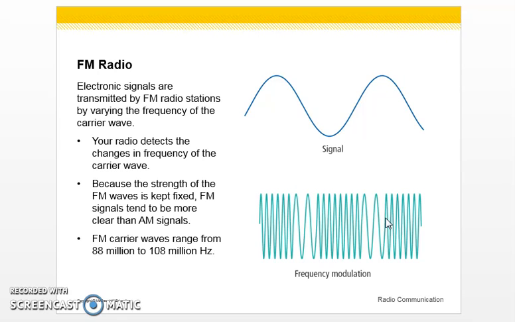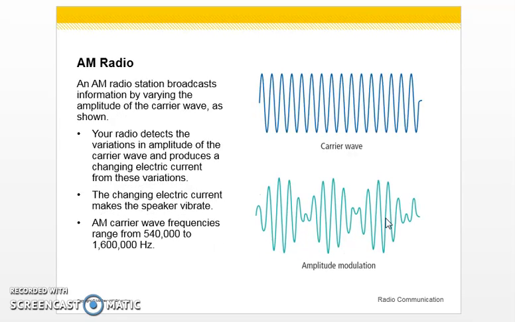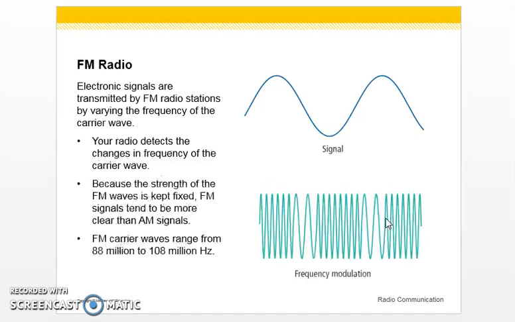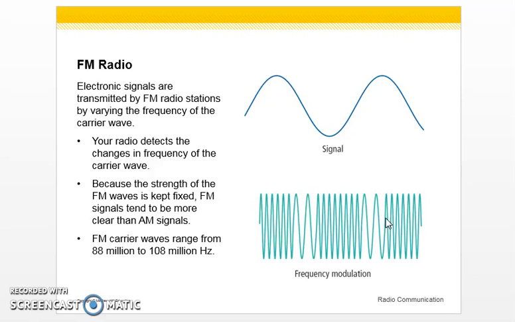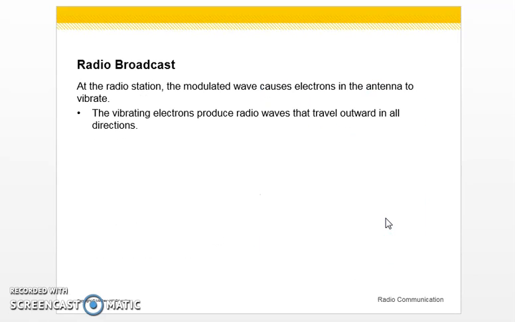So one of the simple ways I look at it is, the frequency is definitely different on the carrier wave between AM and FM, but this one is fluctuating, it modulates, whereas this one is a fixed wave. At the radio station, the modulated wave causes electrons in the antenna to vibrate. The vibrating electrons produce radio waves that travel outward in all directions.